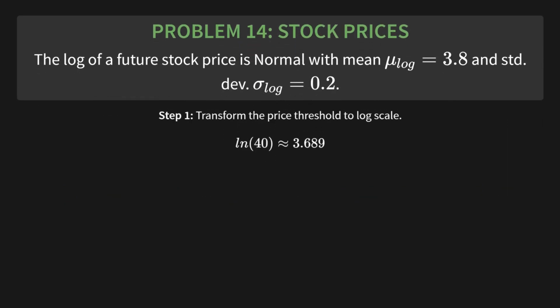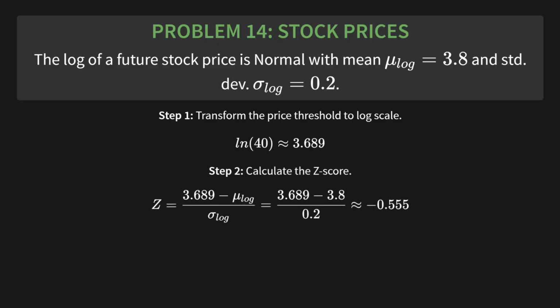We are going to walk through this entire process together, step by step. First, step 1. We have to transform our price threshold of $40 to the log scale. The natural log of 40 is approximately 3.689. Step 2. Now we calculate the z-score for that log value. The formula is value minus mean divided by standard deviation. So 3.689 minus 3.8, all divided by 0.2.